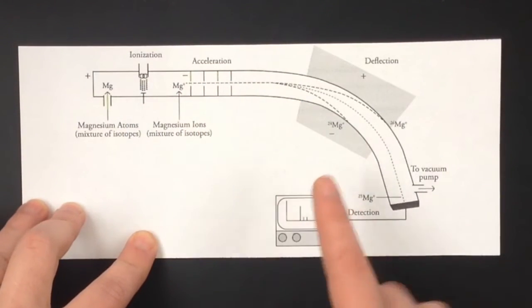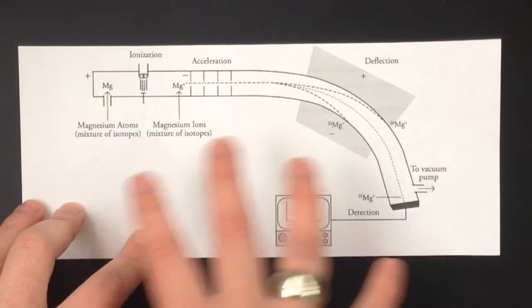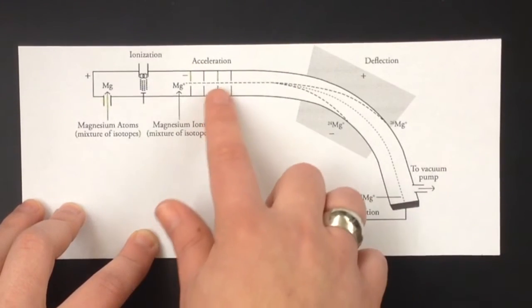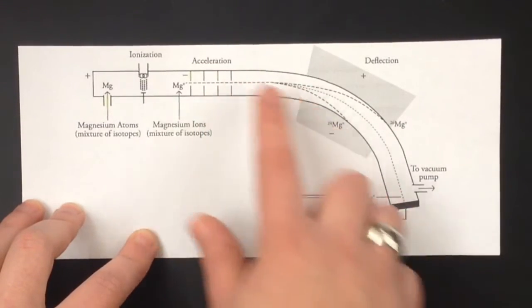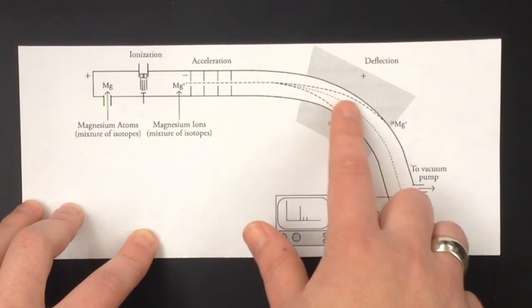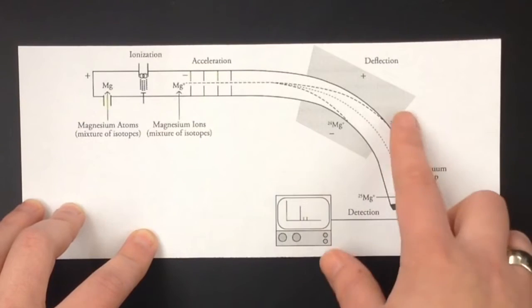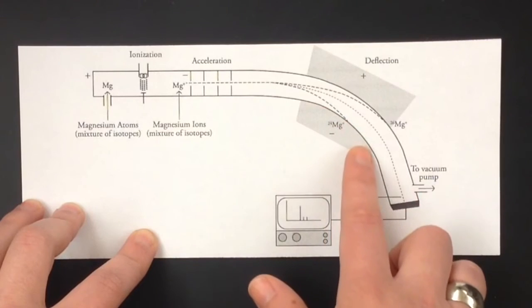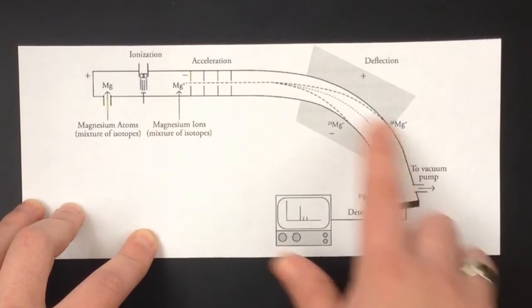Now, if the different isotopes have different masses because they have different numbers of neutrons, how far they can travel is going to change depending on their mass. And so that's what we're looking at here. We're looking at how much they're deflected. So the lightest one is going to move the closest to the negative side. The heaviest one is going to move the farthest from the negative side because the magnesium ions have positive charges. So the positives are going to be attracted to the negatives. Now the lightest is going to be the most attracted, so it's going to move the closest to that side. The magnesium 25 is going to go right down the middle, and the magnesium 26 is going to go over to the side.